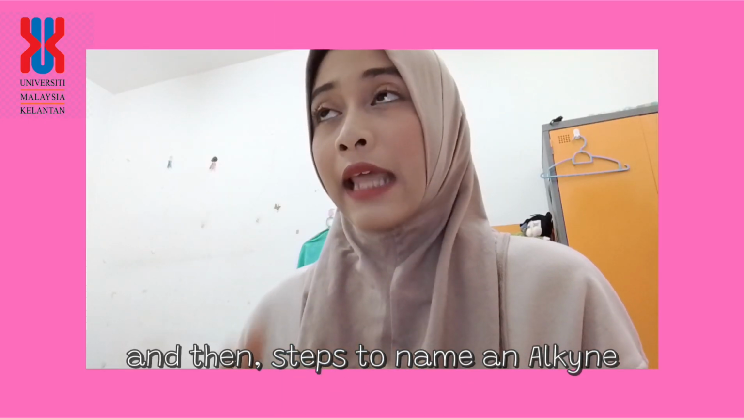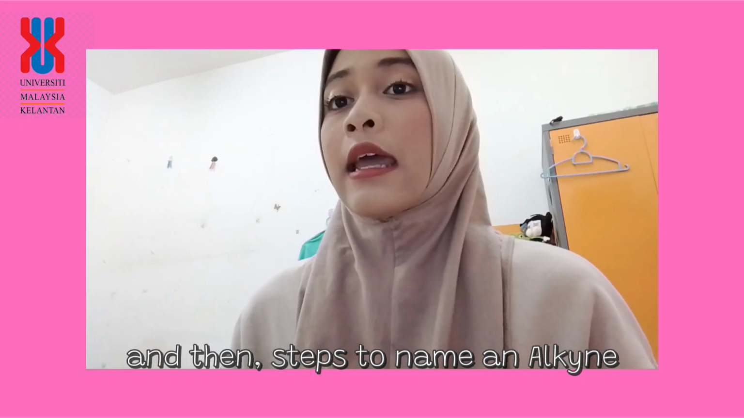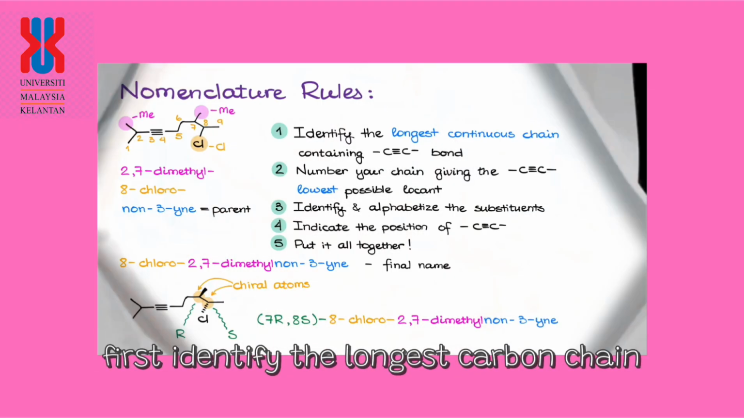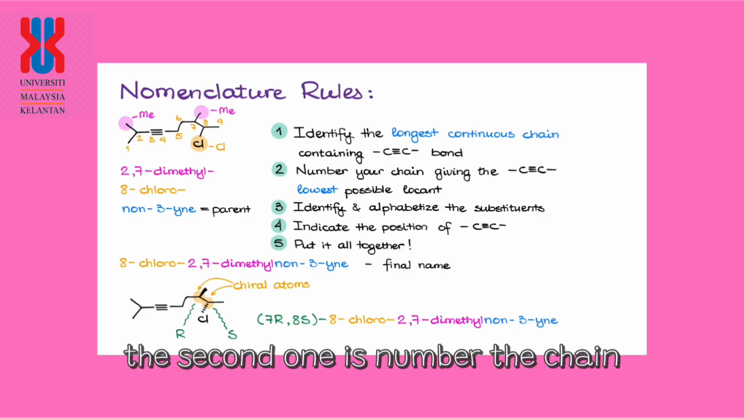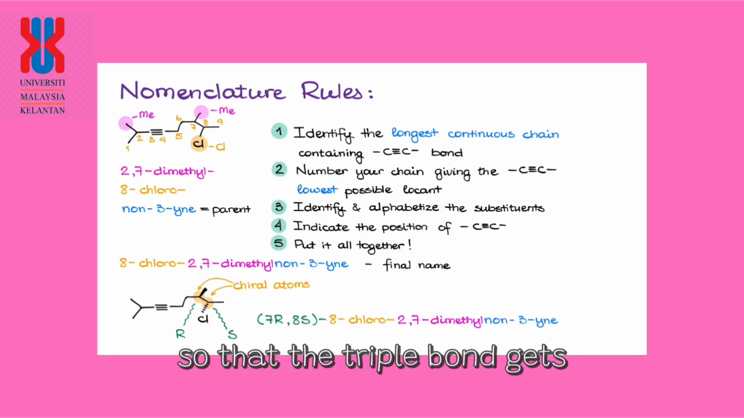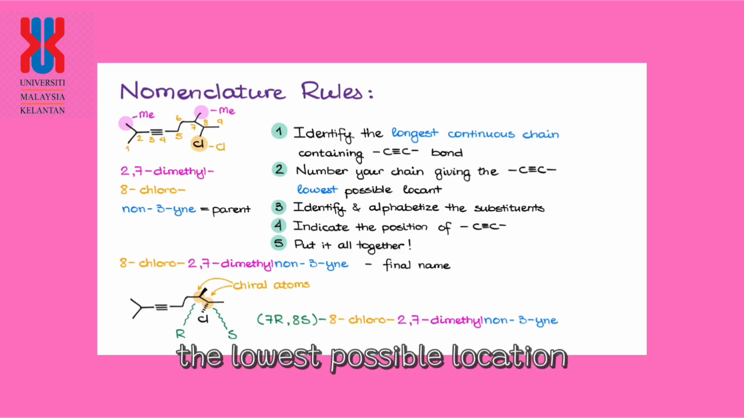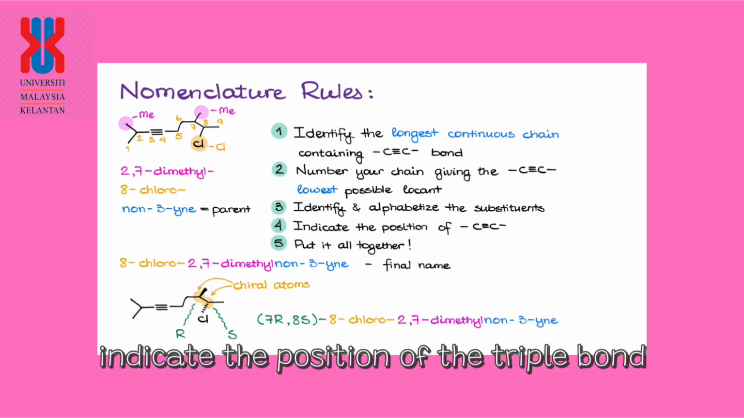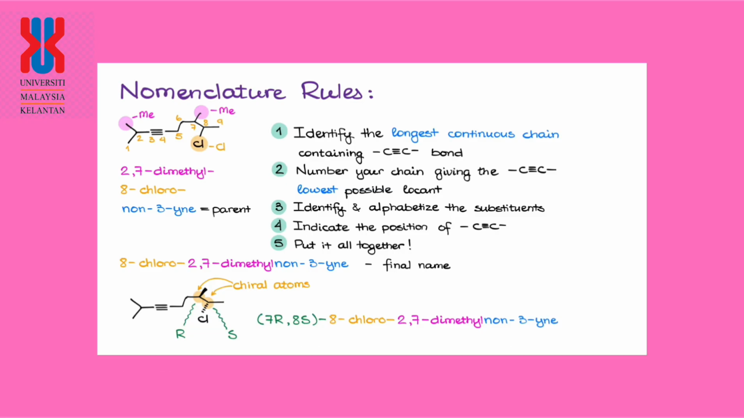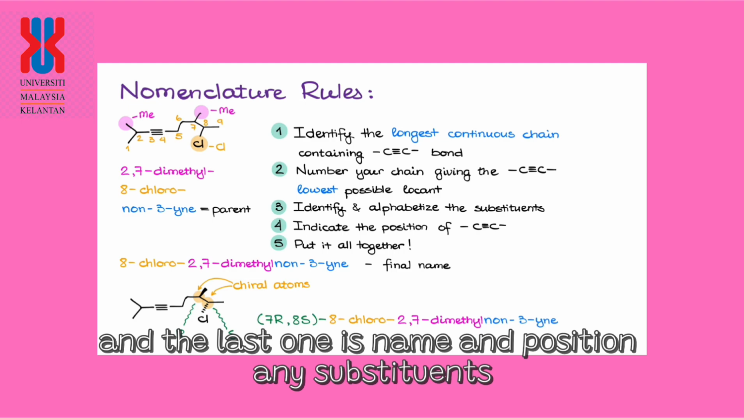And then, steps to name an alkyne. First, identify the longest carbon chain containing the triple bond. The second one is number the chain so that the triple bond gets the lowest possible locant. The third one is indicate the position of the triple bond. And the last one is name and position any substituents.